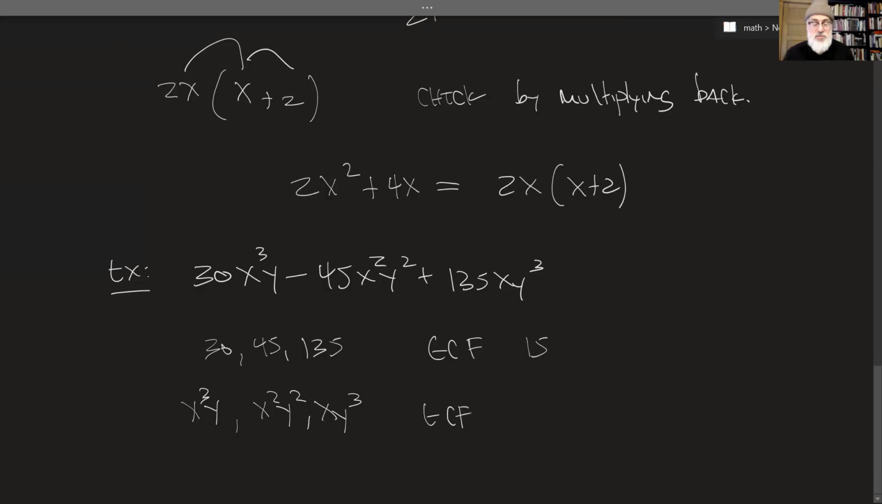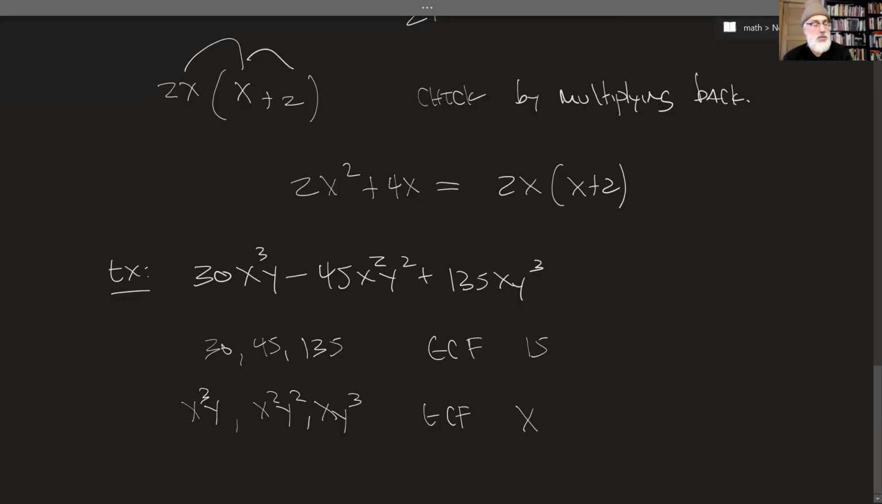So the greatest common factor, let's look at these separately. Let's look at x's first and then y second. So the first term has 3 x's, right? X cubed is x times x times x, x squared is x times x, and the last one is just x. So that means they all have an x in common.